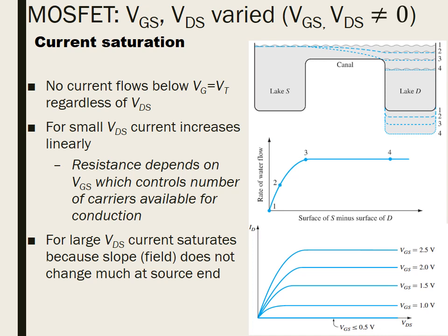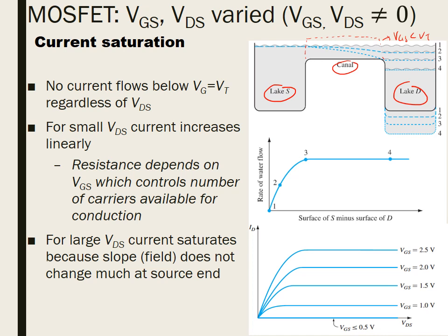We try to explain the current saturation with the lake analogy. Imagine we have two lakes, Lake S and Lake D. In between, we have a canal. The water is the carrier concentration that is controlled by the gate voltage, VGS. If VGS is very small, below threshold voltage, VT, the canal level is high. That separates Lake S and Lake D, so no water can flow from Lake S to Lake D. Thus, no current flows below VGS equals VT, regardless of VDS.